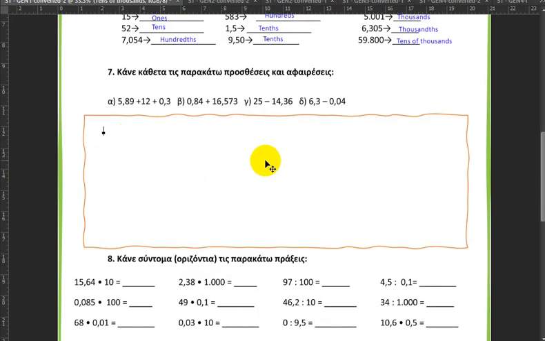All right, let's do the additions. A is 17.92. Sorry, mistake. That's actually 18.19.